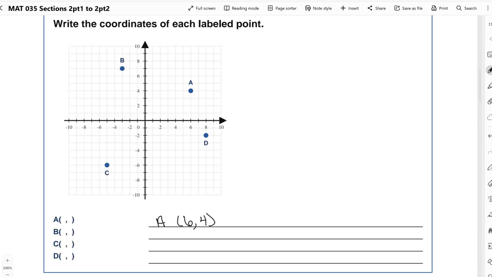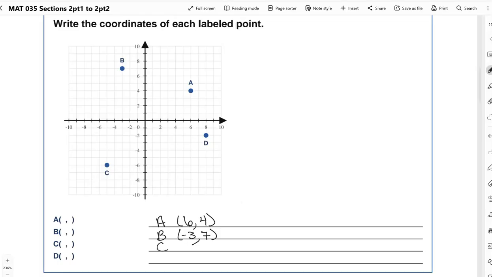B lives in quadrant 2. So to get there from the origin, I'm moving left 3. So B is left 3, which means it's a -3. But then I'm moving up 7 units. So it's at the point (-3, 7).